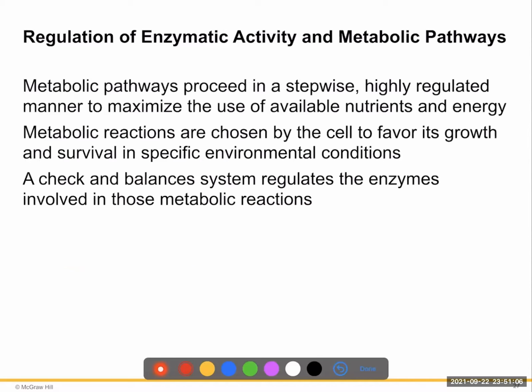So the metabolic pathways proceed stepwise. They're highly regulated to maximize the use of nutrients and energy in their surroundings. So metabolic reactions are chosen by the cell to favor its growth and survival in a specific environment. That's what we're adapted to. We adapt to our environments. A check and balance system regulates the enzymes involved in those metabolic reactions.